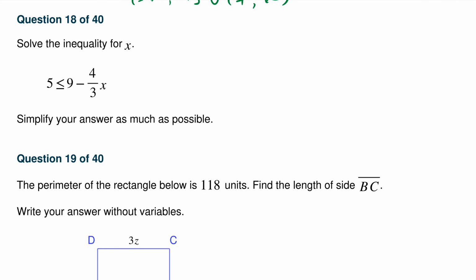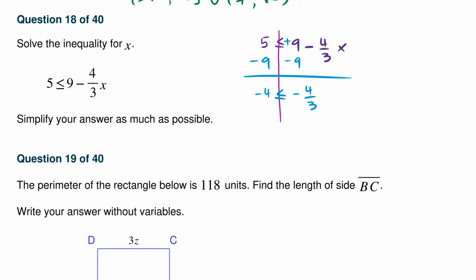Number 18, solve the inequality for x, simplifying your answer as much as possible. This is even easier compared to the last two problems. 5 is less than or equal to 9 minus 4 over 3x. First, draw the line. The 9 is positive 9. To isolate the x, we subtract 9 on both sides. 5 minus 9 gives me negative 4, less than or equal to negative 4 over 3x.